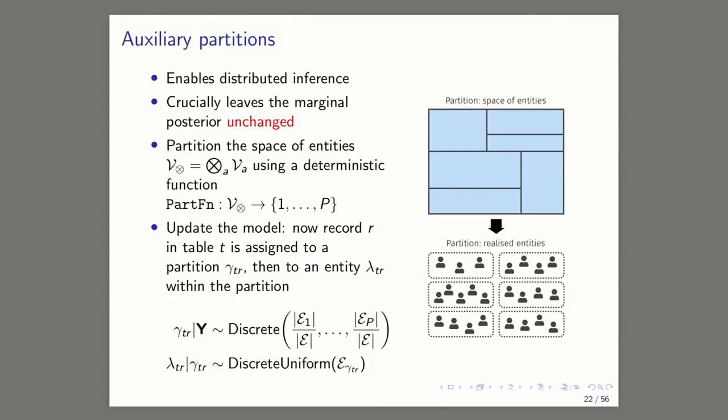Also, we're incorporating this different type of auxiliary partitioning of the latent entities. Again, we're partitioning the latent entities and not the records. And this is really crucial to being able to break up the model such that we can actually apply a partially collapsed Gibbs sampler. Okay, so the auxiliary partitions then enable us to actually do distributed inference. What you can do is prove that the marginal posterior is unchanged. So this is very nice.